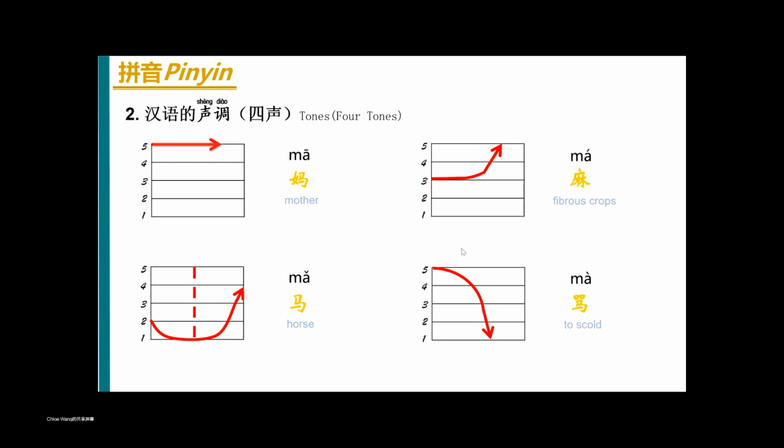So here are our four tones. And what's the difference between these four tones? How do we use them? When the 声母 and the 韵母 are the same, then different tones can mean different meanings. Just like the example here, ma means mom or mother, and ma means fibrous crops. Ma means horse. Ma means to scold someone.